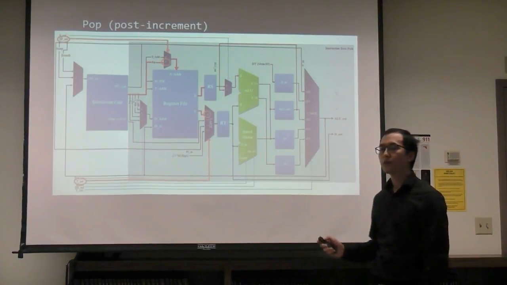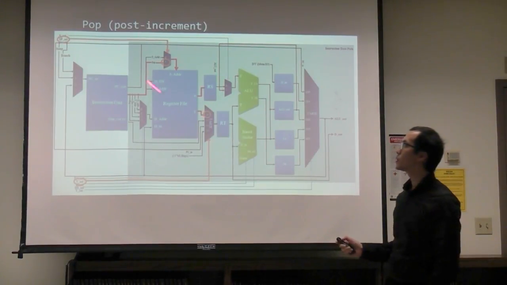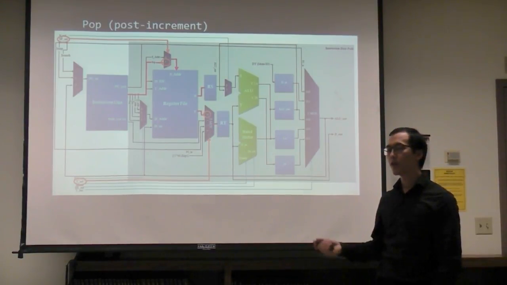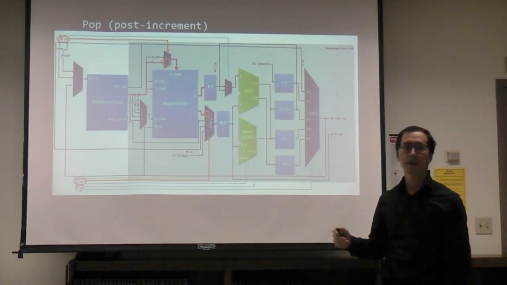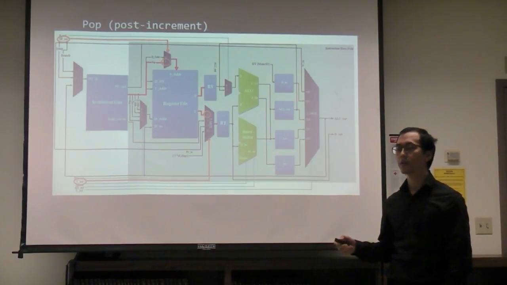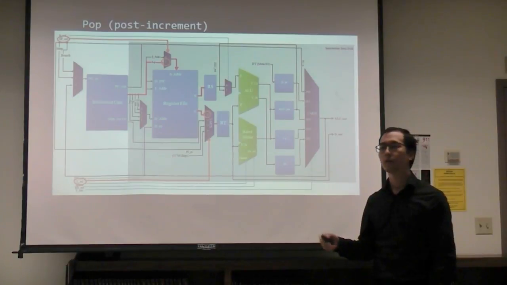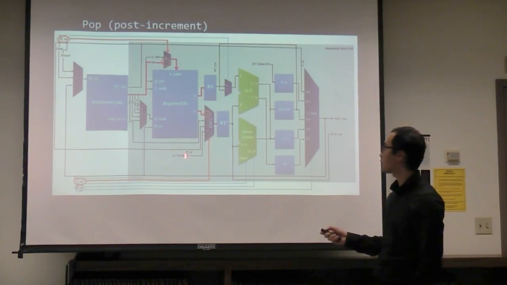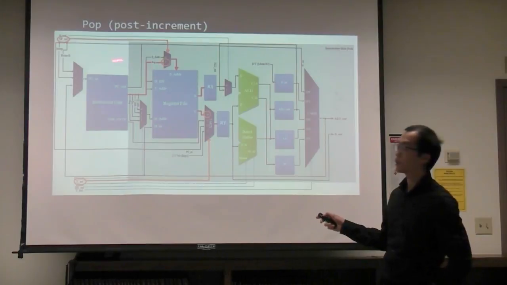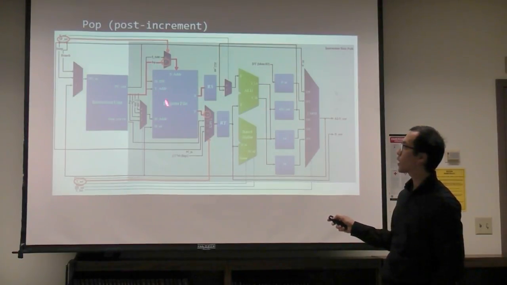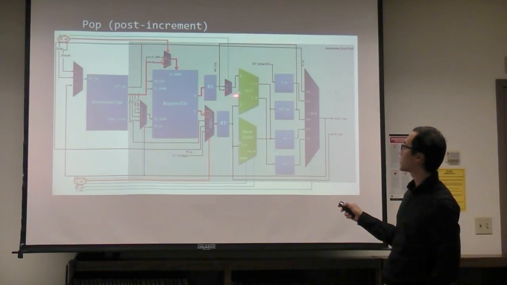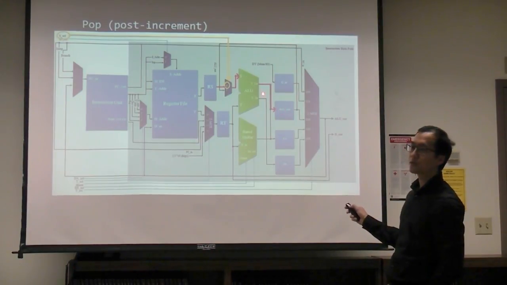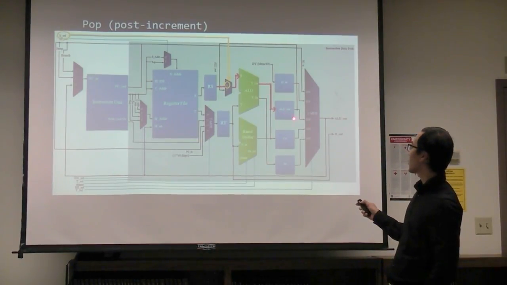Alright, for the next one, we have pop and push. Pop is going to be post increment. Post increment means we read the data from data memory, and then we increment the stack pointer address, and then we put it back into the register file. So the first step, we read the stack pointer address from the register file and put it into RS. For the next clock, we pass the RS into ALU out, so the stack pointer is ready to use.